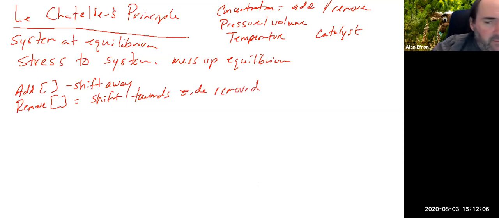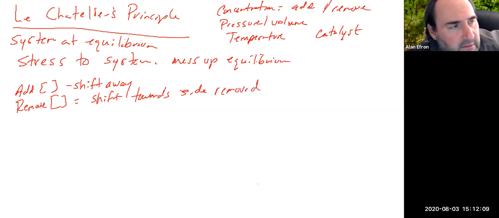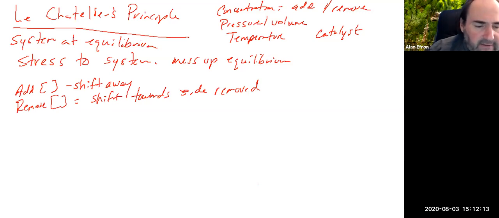So if you remove a reactant, it should shift the equilibrium towards the reactant side, the side where it was removed. If you remove a product, it should shift towards the product side, again, as it's removed. So we talked about ways you could do this. Obviously, adding is pretty simple. You grab the bottle and you dump it in there, right? So that's pretty simple. Removing, right?